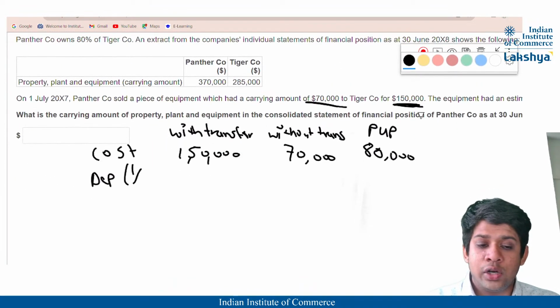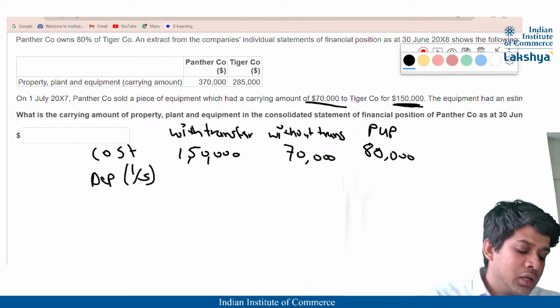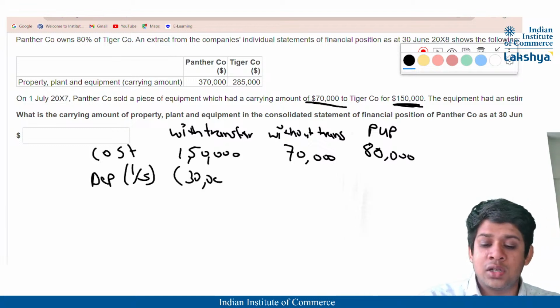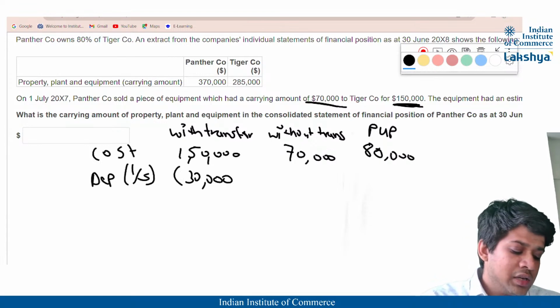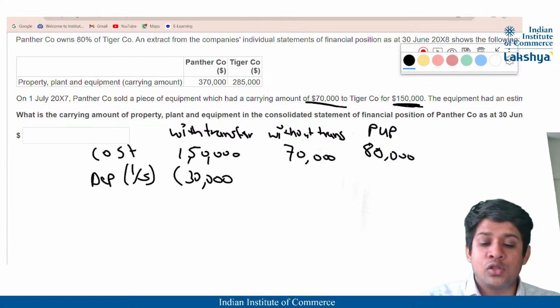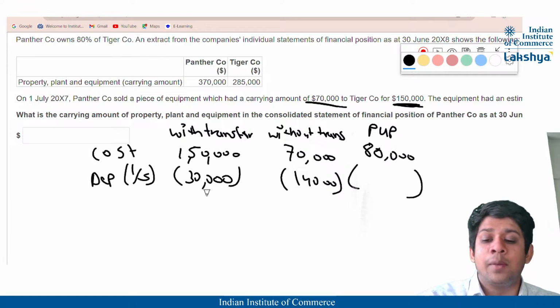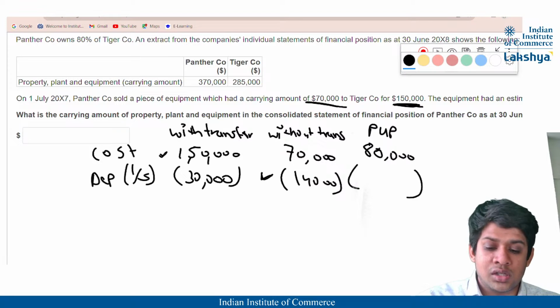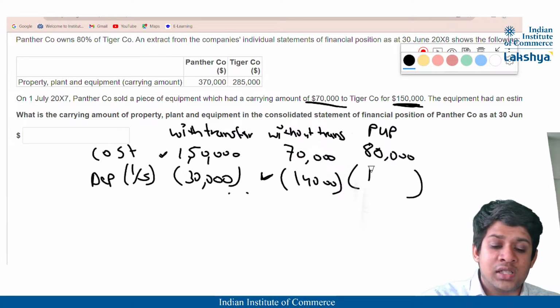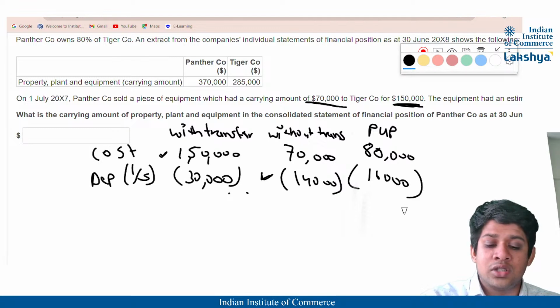So the depreciation that is going to be charged is over 5 years, 1 divided by 5. So 1,50,000 into 1 divided by 5, that is going to be 30,000 depreciation, and 70,000 into 1 divided by 5, that is going to be 14,000. Right? So there is an excess depreciation which is charged by the subsidiary company because obviously they purchased the asset at $1,50,000, right? But the original depreciation should have been $14,000. So the difference between the two depreciations is 16,000, which is excess depreciation charged.